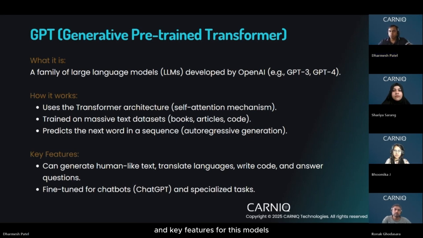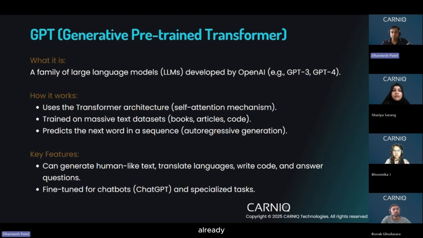And the key features of these models, or we can say these architectures: they can generate human-like text, translate languages, write code, or answer questions.